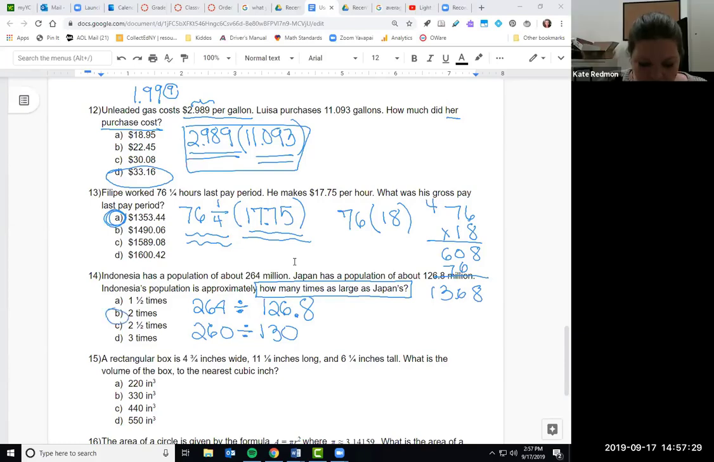But even if you hadn't rounded your numbers, Maricela, if you were to do that exact, you would see that it is still closer to 2 because you get 2.08. Closer to 2 than 1.5.